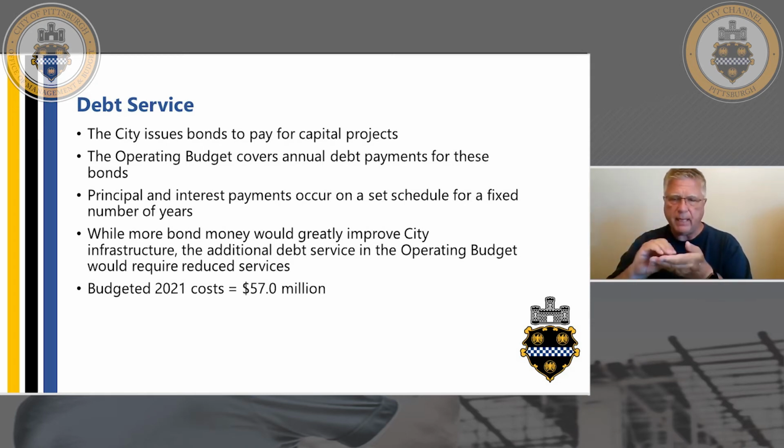And while more bond money would help pay for more infrastructure needs, that debt service would decrease services available elsewhere in the city. So if we've tied up a lot of our money in paying for this infrastructure, that means we can't pay for something else. And we also have that debt percentage that I mentioned earlier. So in 2021, those costs are $57 million.